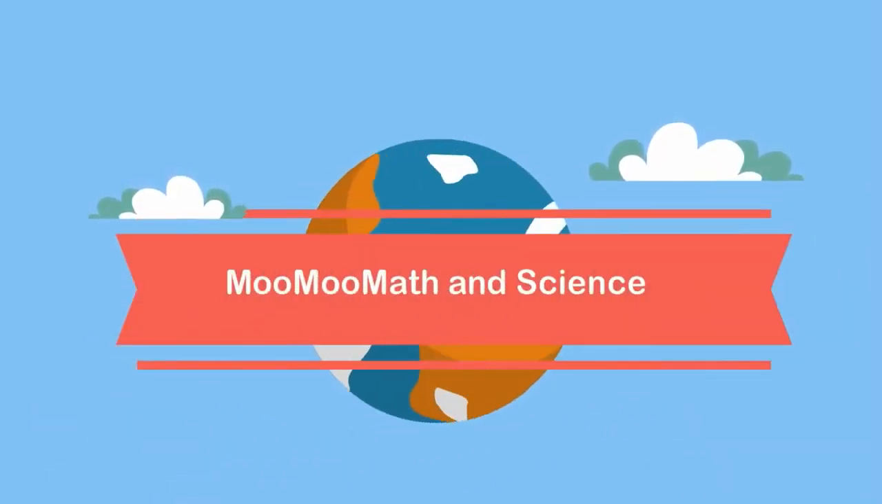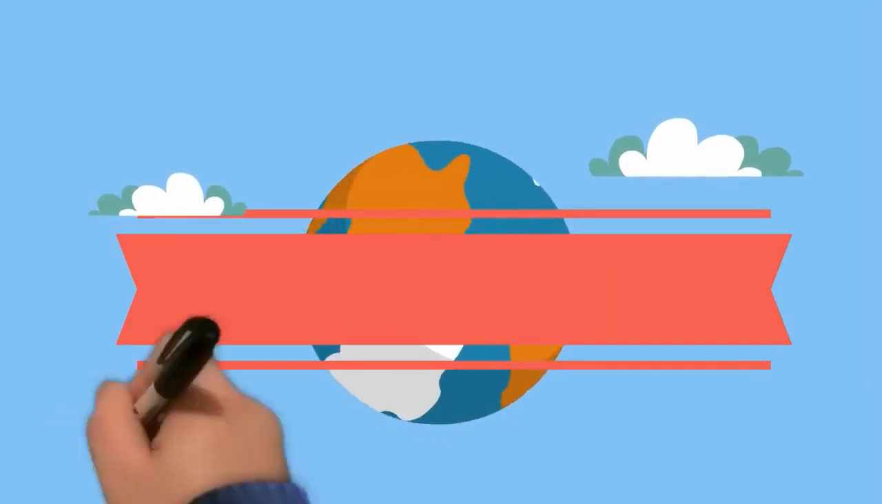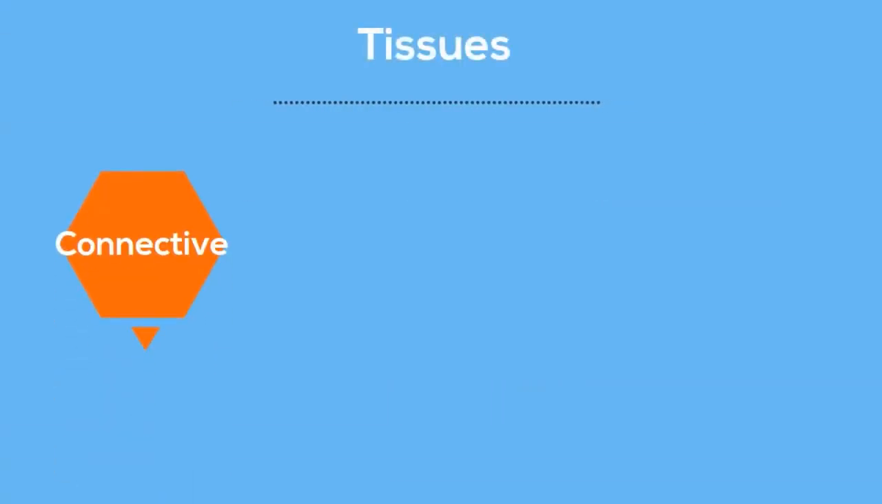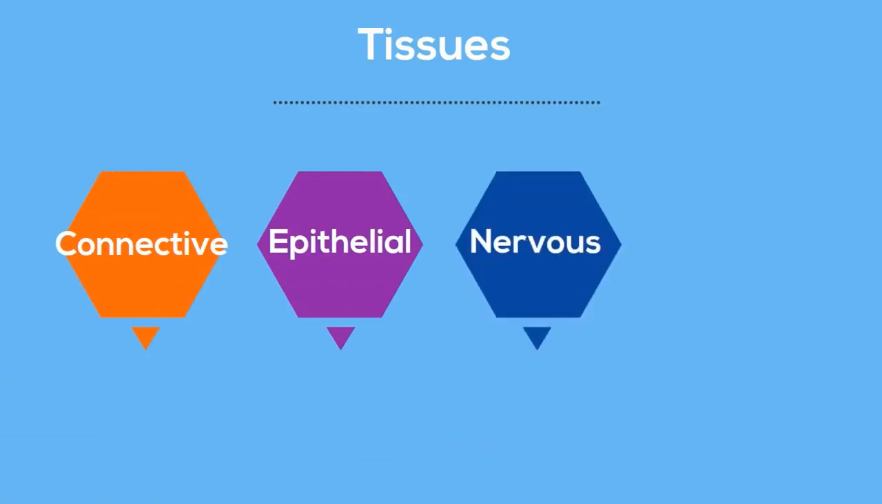In this video, I'd like to talk about the 4 types of tissues found in our bodies. I'll discuss connective tissue, epithelial tissue, nervous tissue, and muscle tissue. So let's get started with connective tissue.